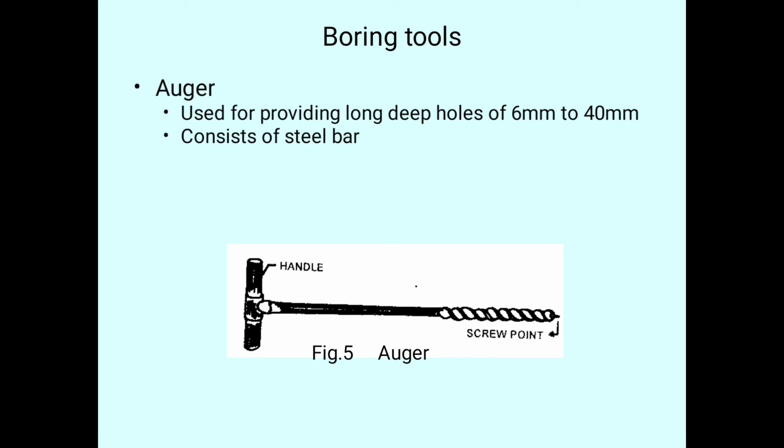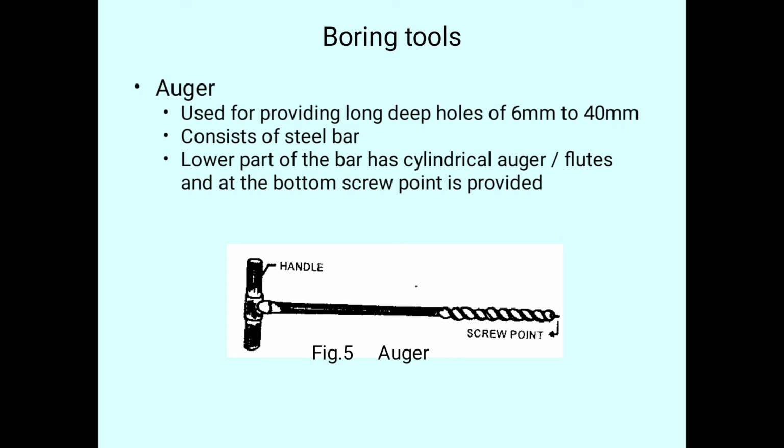It consists of a steel bar. This auger consists of a steel bar. The lower part of the steel bar has cylindrical augers or flutes. If you observe here, the lower part of the bar has flutes, and at the bottom of the flutes there is a screw point. The screw point is provided.